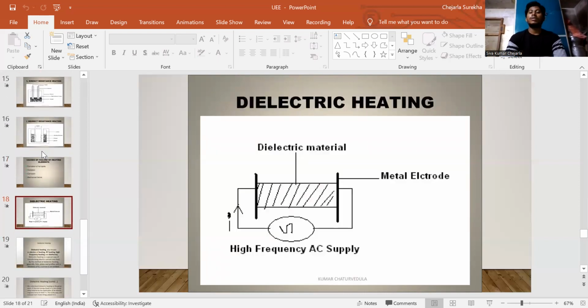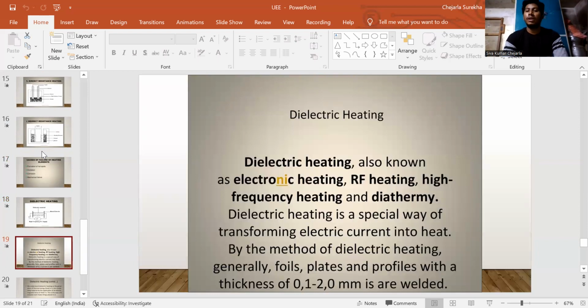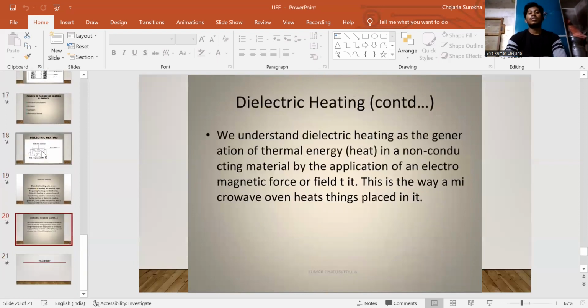Dielectric heating means a high frequency AC supply is connected to metal electrodes with the dielectric material in between. Dielectric heating is also known as electronic heating. High frequency dielectric heating is a special way of transforming electric current into heat. By the method of dielectric heating, generally foils, plates, and profiles with a thickness of 1 to 2 mm are welded. We can define dielectric heating as the generation of thermal energy, meaning heat, in non-conducting materials by the application of an electromagnetic field.